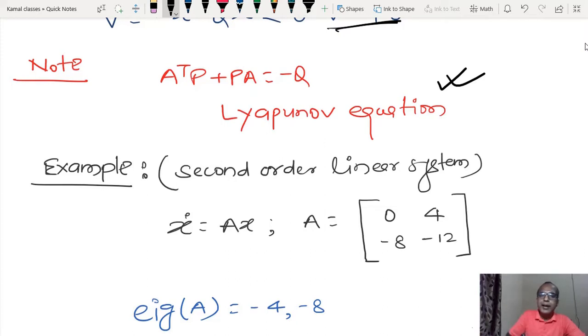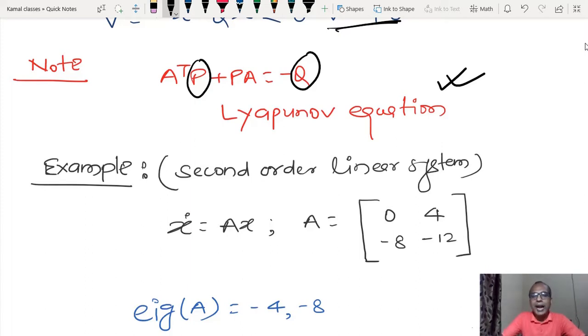Now I have two matrices, Q and P. The question is how to select P and Q. Is it possible that first I select P and then come to Q, or vice versa? Which way is more appropriate? So we are going to see this.